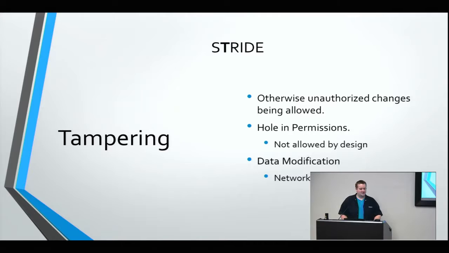The T in STRIDE is tampering. The important thing here is that this is when changes happen that would otherwise not be allowed if it were not for this vulnerability. In normal functioning of this program, a user would not be able to change the data with the permissions that they're given. This can lead to data loss and data integrity issues. If people have access to data they shouldn't have access to, they can remove it, change it, or at least release the information.